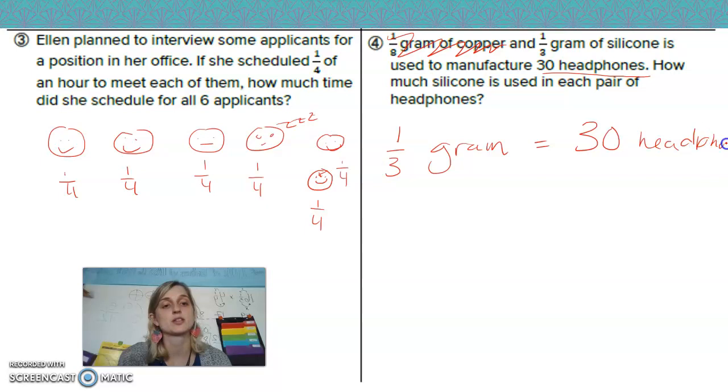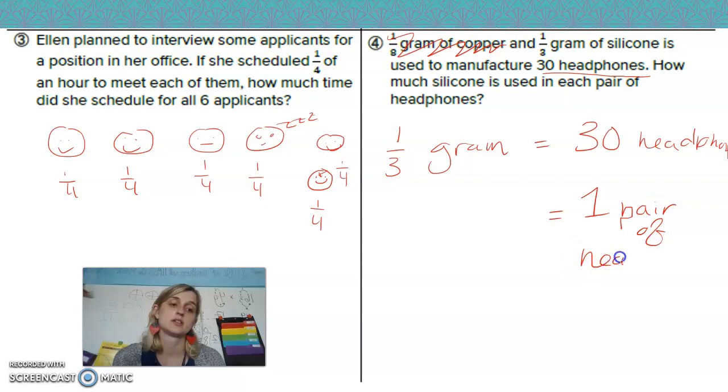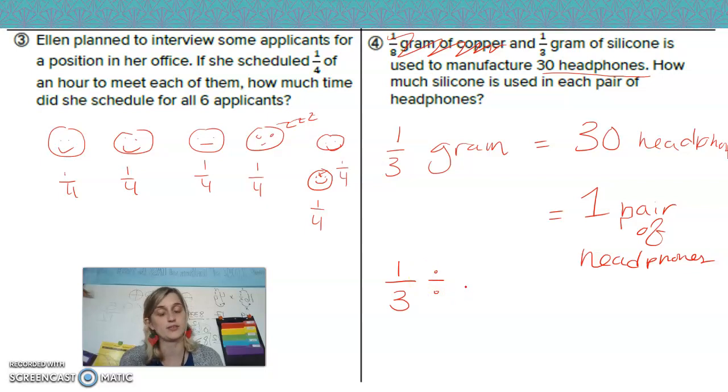But my question is about each pair. That means 1 pair. 1 pair of headphones. So we should end up with a number that is smaller than 1/3, because 1/3 represents everything we need for 30 of them. So we are going to take 1/3, what we're starting with, our 1/3 gram. We are splitting it up amongst all the headphones, and that's going to give us the answer for how many grams are in 1 pair of headphones. Hint, your answer should have units of grams of silicone.